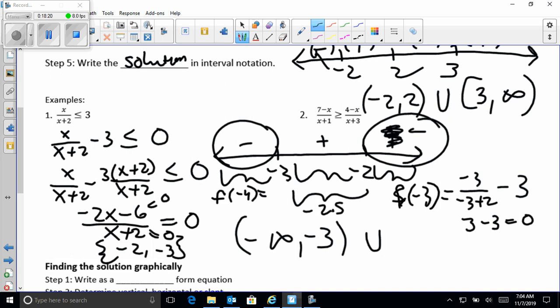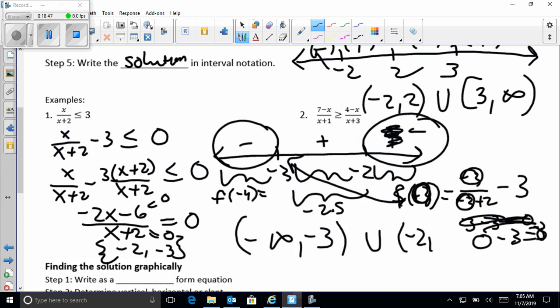I see my mistake there. I tested -3. I figured that out when I was working it out. I should have been testing something bigger, maybe 0. There's 0 over there. 0 over 0 plus 2. That would give me 0. 0 minus 3 would be a negative. Oh, that wasn't something that was 0. And then we have -2 to infinity. And then we just checked -3 accidentally, so we went back to the same.